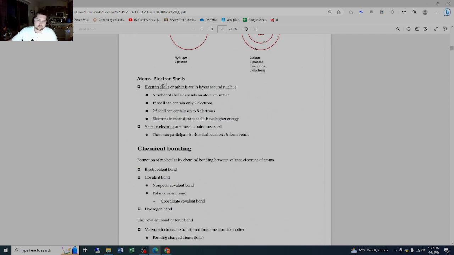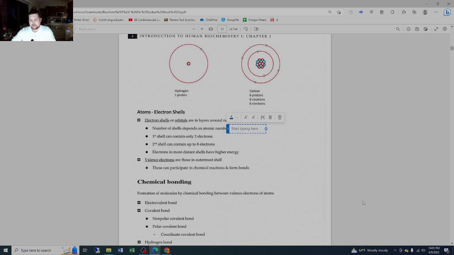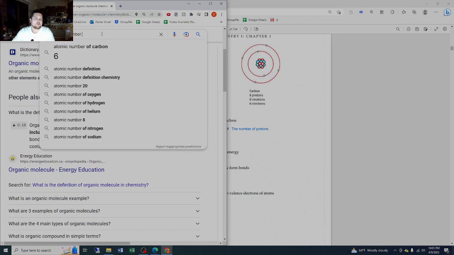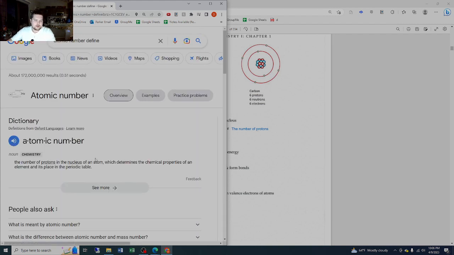So electron shells or orbitals are layers around the nucleus. The number of shells depends on atomic number. So the atomic number, I think that is the number of protons. And again, always 1000% good to double check. Atomic number, fine. There were protons in the nucleus of an atom, perfect.